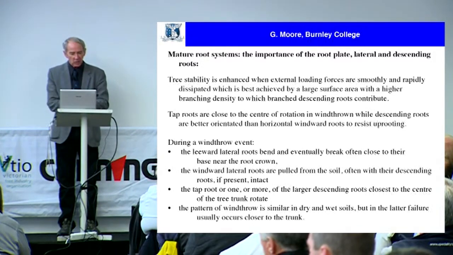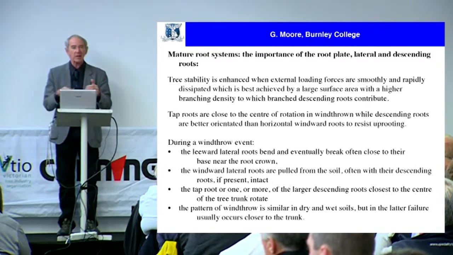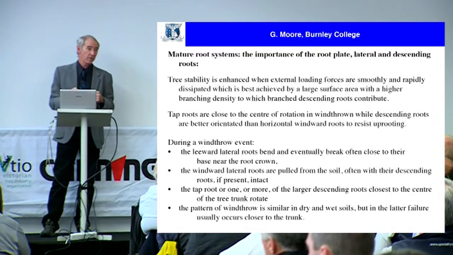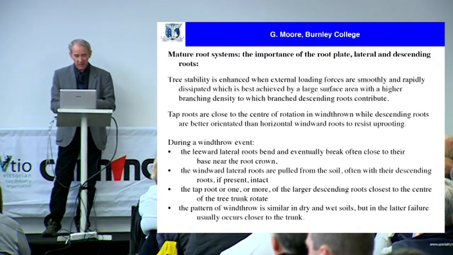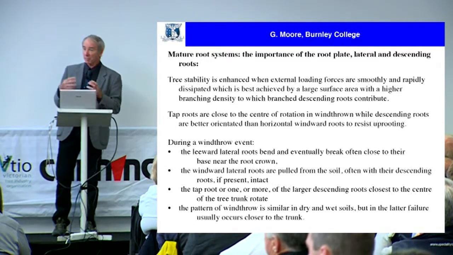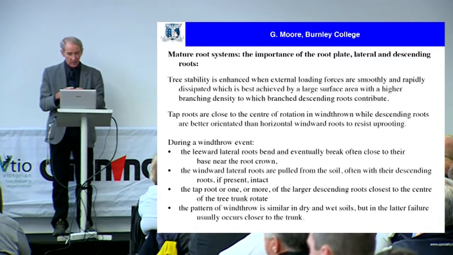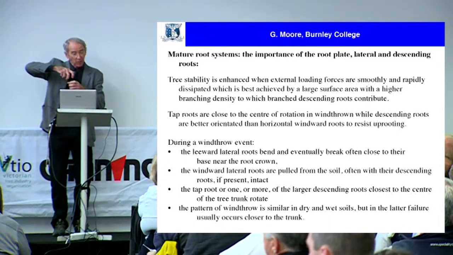You'll notice here, usually what happens in a windthrow event, the leeward lateral roots bend and eventually break. The windward lateral roots are pulled from the soil, often with their descending roots, if present, intact, but very often there's no descending roots, as I've said. The taproot, if it has one, highly unlikely, but it probably has one or two of the larger descending roots. Then the tree actually rotates on that root, okay?